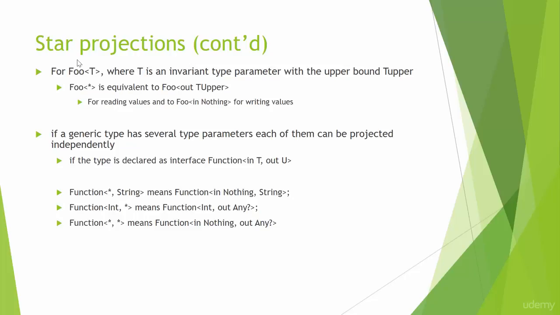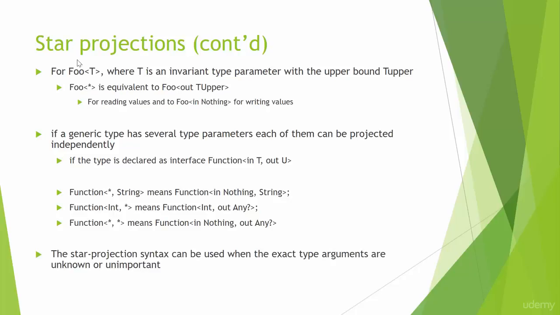Hopefully that makes sense. It's a way to have some type safety on a parameter without specifying the bounded parameters, the constraints. The star projection syntax can be used when the exact type arguments are unknown or unimportant. So you use it in that case. Let's look at some examples.